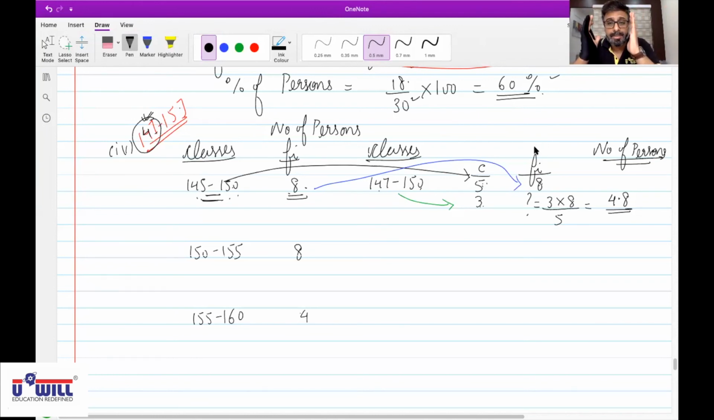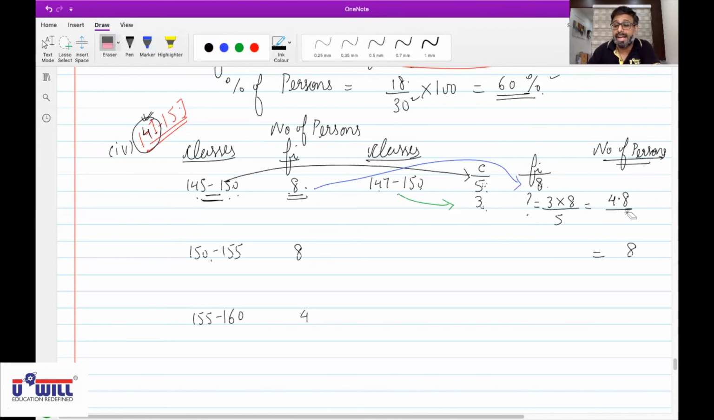Do you understand it? Yes. So what is the range between 147 to 150? Only 3 observations can come in that. When 5 observations can come, there are 8 people. So when 3 observations can come, people will decrease. 3 into 8 divided by 5, only 4.8 people will come in that category. You understand? Yes. Okay. Next, 150 to 155, take it entirely, that is 8.